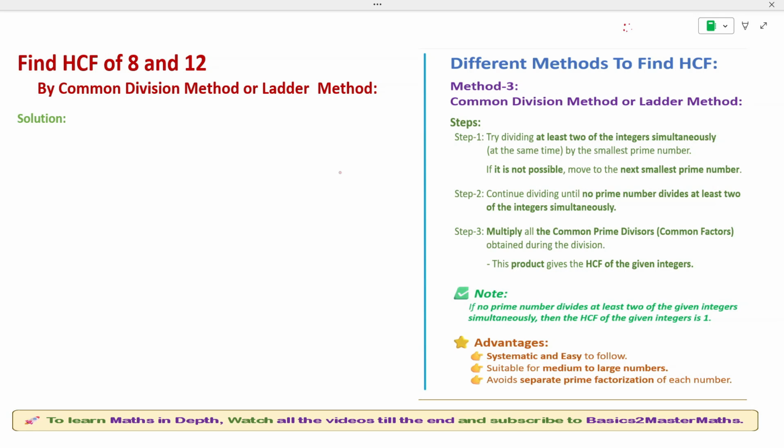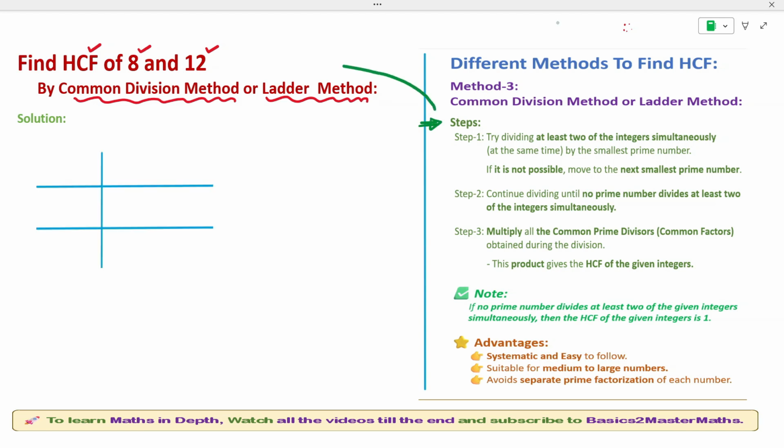Today we will see how to find HCF of 8 and 12 by common division method or ladder method. Many students make mistakes in HCF. I will show you how to solve accurately. Before solving the problem, please go through the steps. Now, let us apply these steps to solve this problem.